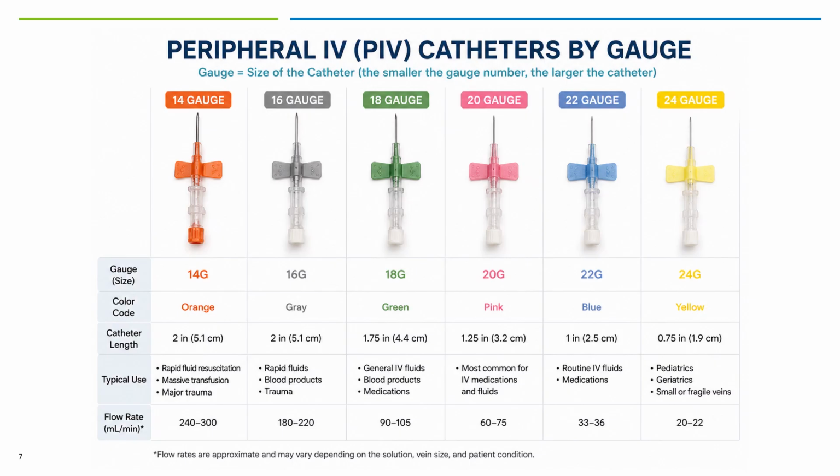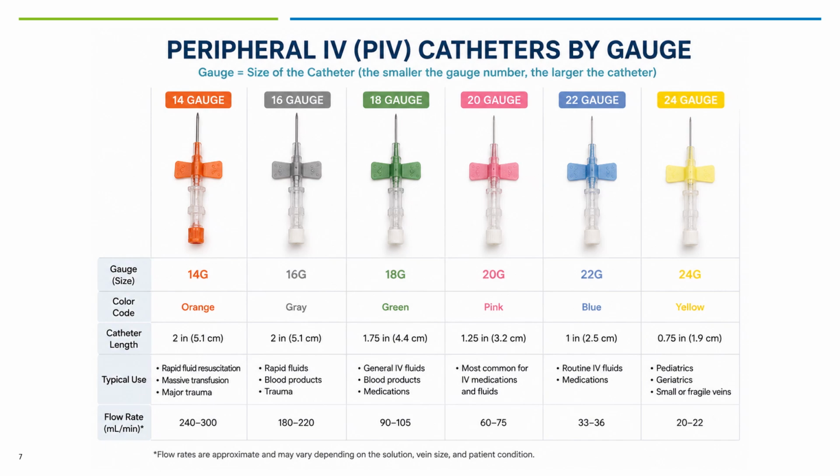And then lastly, we have the 24 gauge in yellow. This is the smallest catheter shown here. It's typically used for pediatric patients, older adults with very fragile veins, or patients with very limited venous access. And because it's small, infusion rates are much slower.